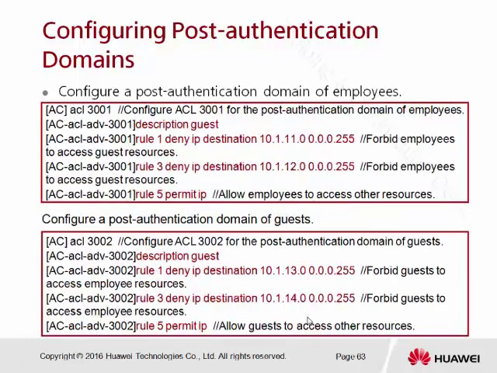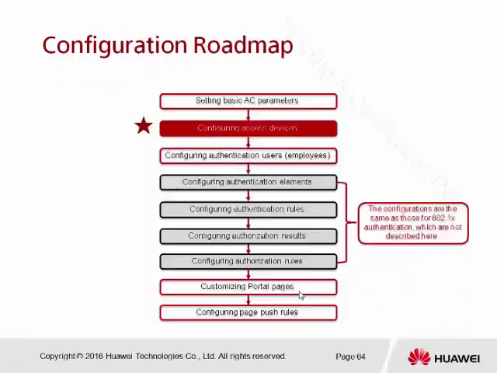Then don't forget to create the ACL to do the filtering in between the employee and also the guest. It is what we need to do that. So the first one is for the guest. The guest is not allowed to access the employee network, and this one is the same for the employee. They have no right to access the employee network or the guest.